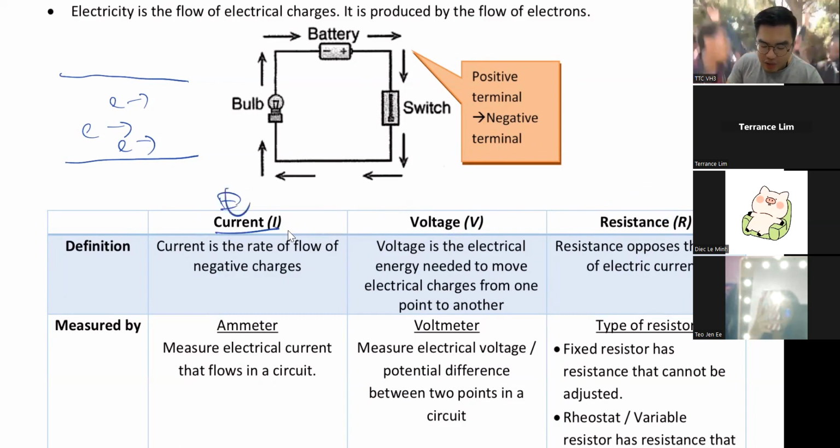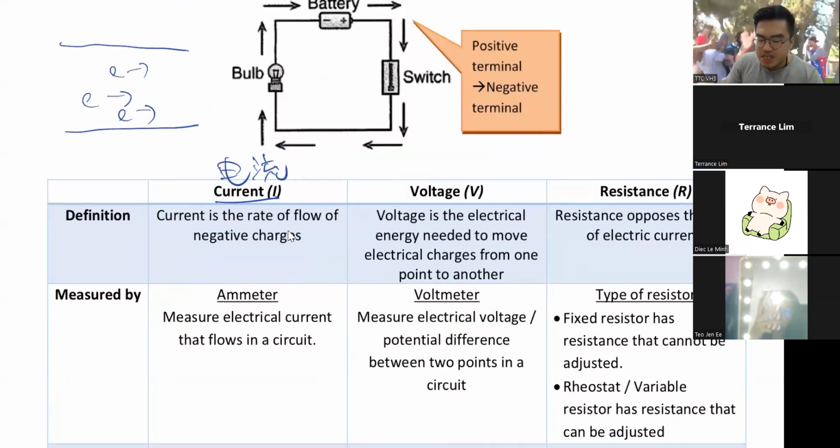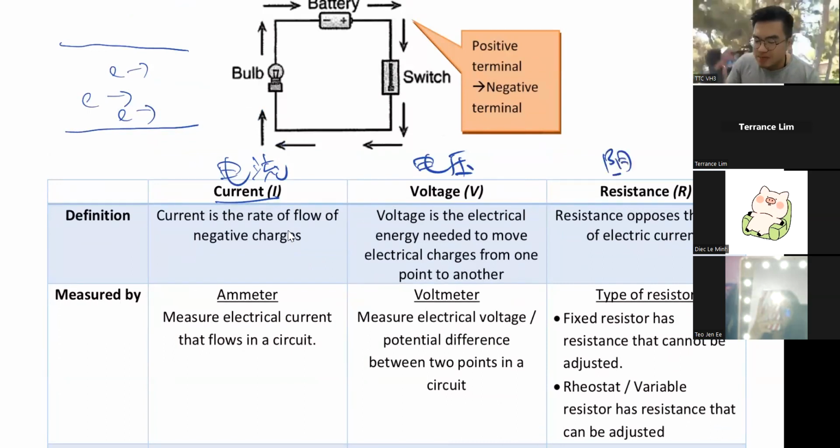Current is your 电流, just like your electricity. Voltage is your 电压. And then resistance is your 阻力. You know resistance? I'm fighting you. Resistance. Okay, guys, very easy.